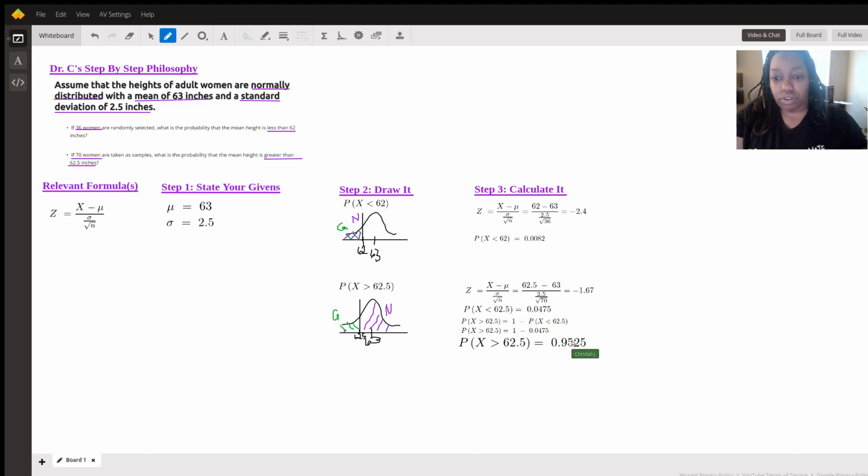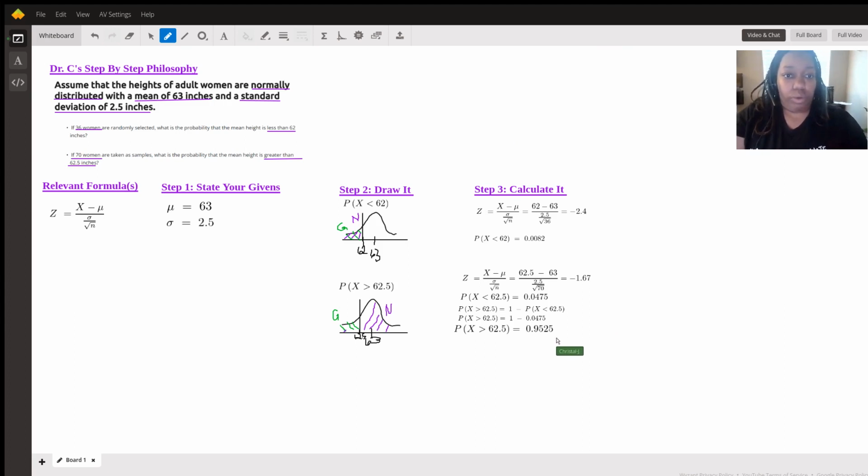Okay, so to bring it all together to answer your questions: what is the probability that the mean height is less than 62? The probability is 0.0082, or 0.82%, depending on how they want you to report that. And then the probability that the mean height is greater than 62.5 is roughly 95.25%. Square our answers to show our work.